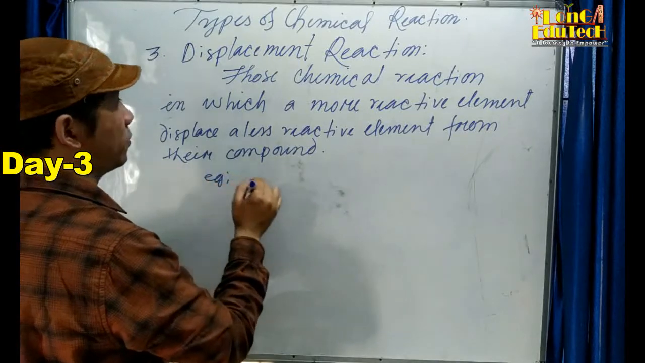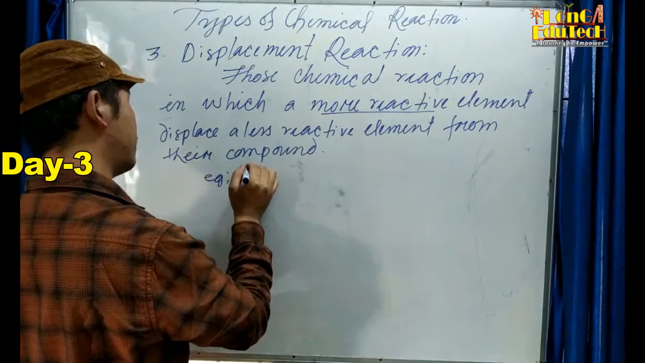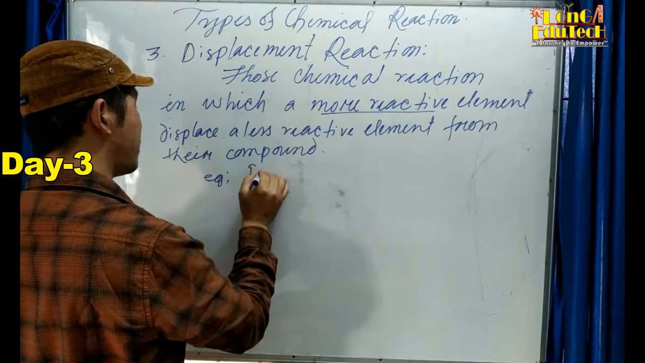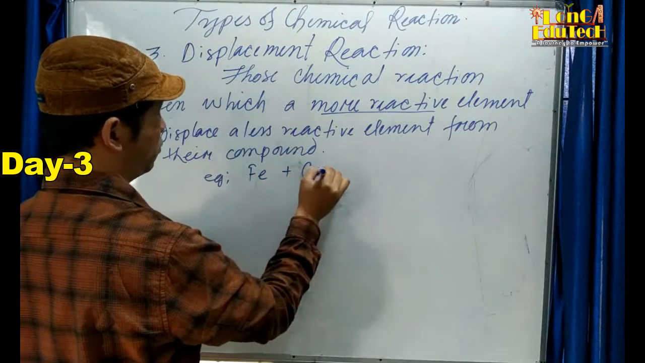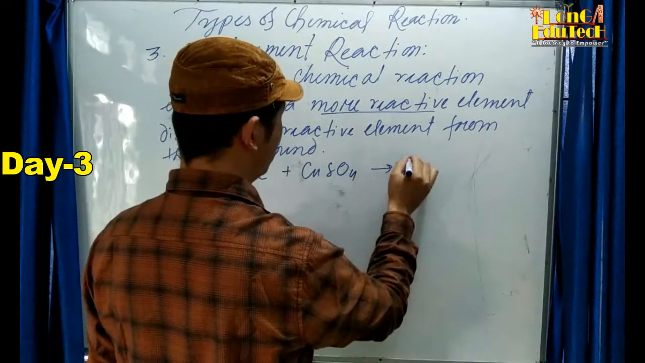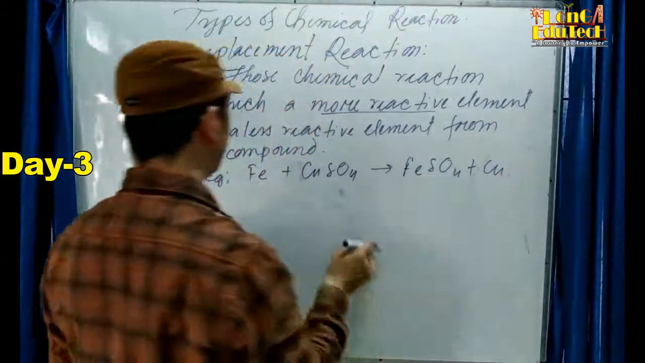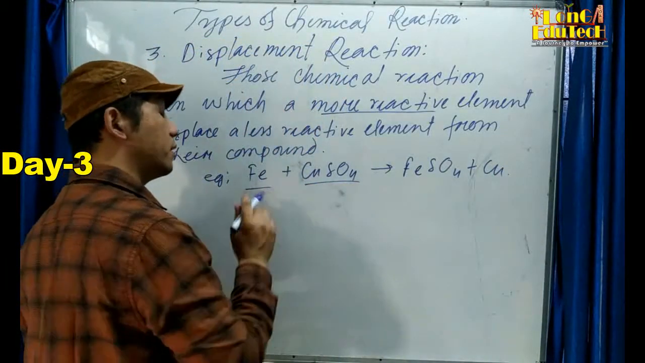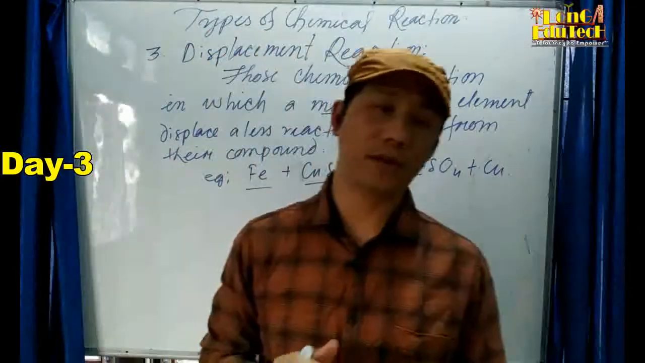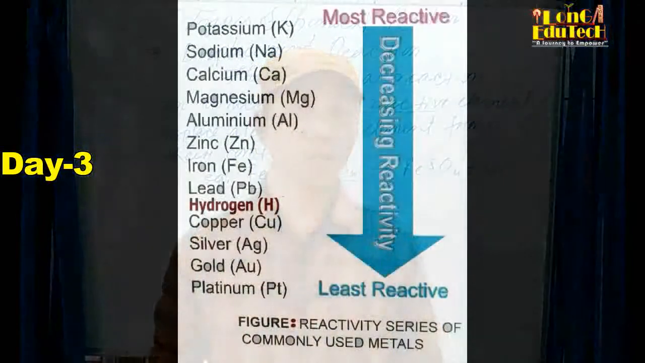So here the term we have to know is more reactive elements. For example, iron plus copper sulfate to form iron sulfate plus copper, which is left behind. Here you have to know the activity series or reactivity series, which you have learned from class 8.